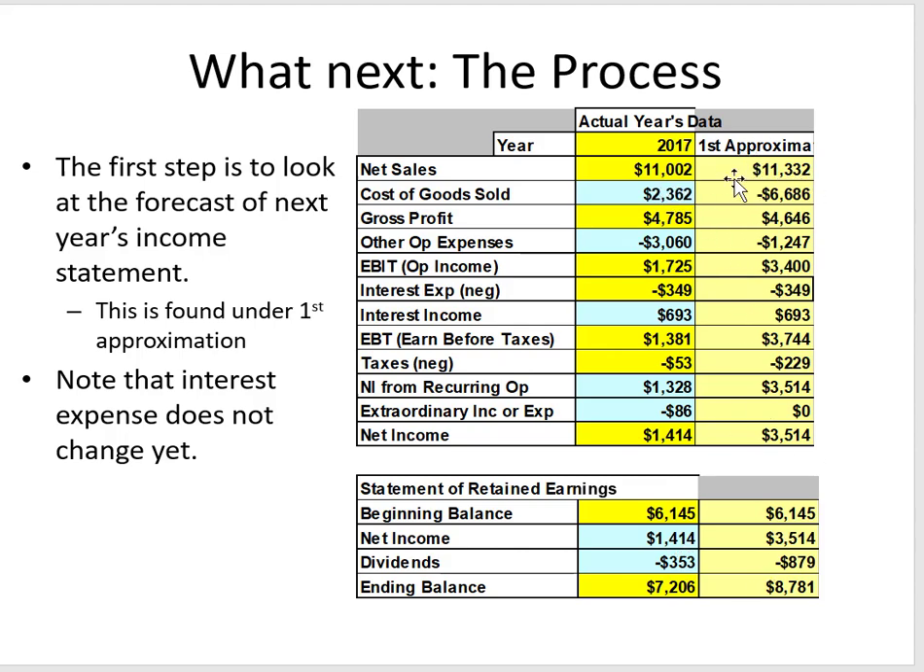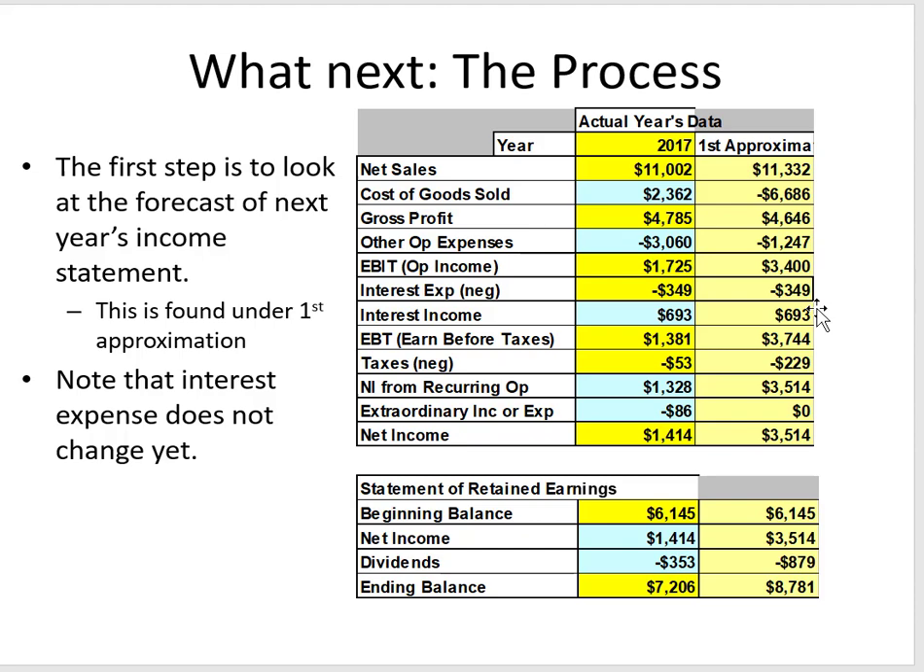If you notice here, there's a 3% increase in sales. When you plug in all that other data up there in formulas, it turns out our net income is going to go from 1414 to 3514. Now, one of the things just to keep in mind for a second or two here is that interest doesn't change. The reason interest doesn't change is because we haven't decided what to do with financing yet.